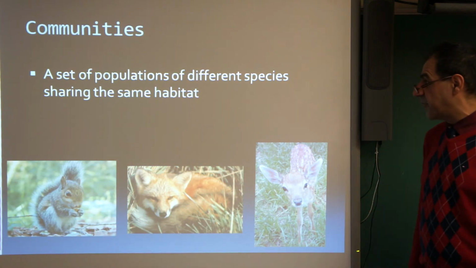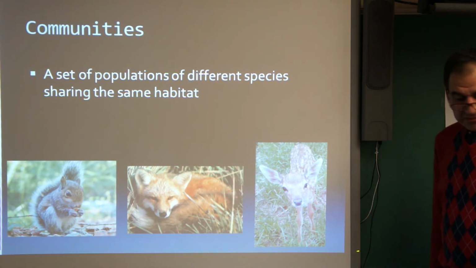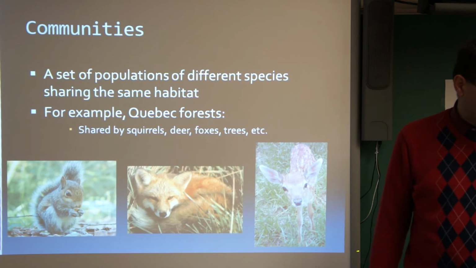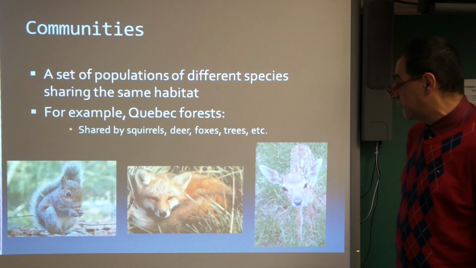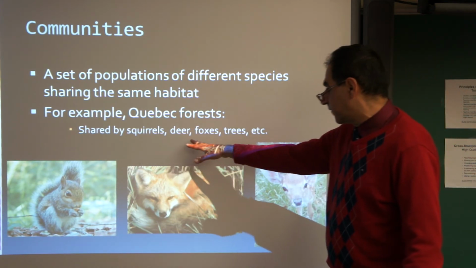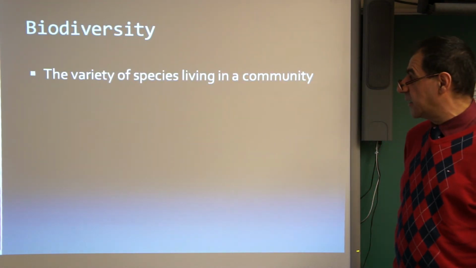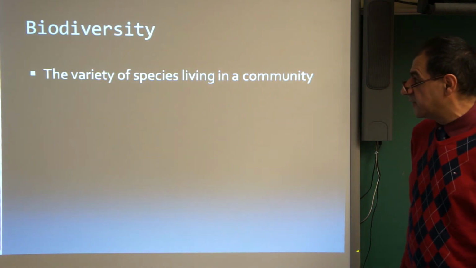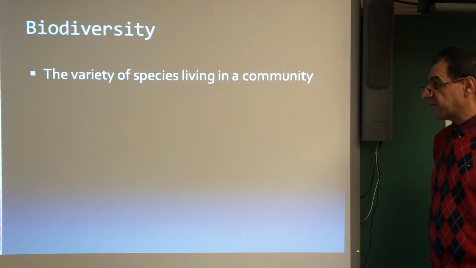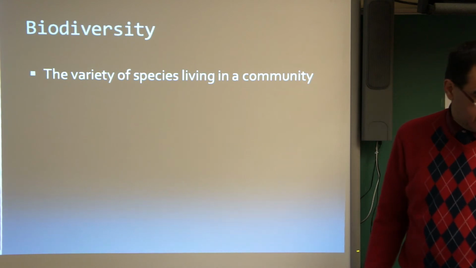Communities are a set of populations of different species that share the same habitat. For example, in a Quebec forest, a community is shared by squirrels, deer, foxes, and trees. Another very important concept in this chapter is called biodiversity, the variety of species that live in a community.